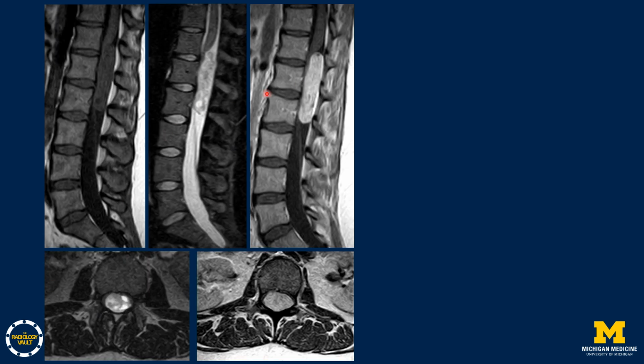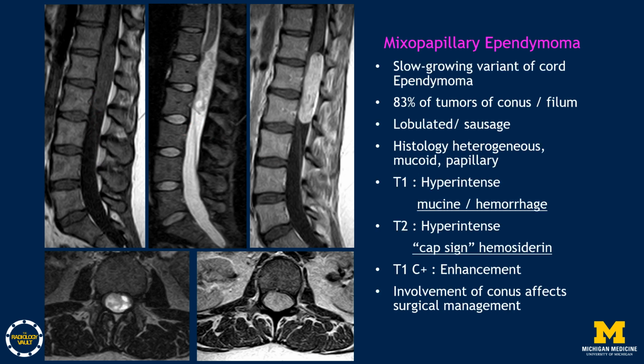Here we have a sausage-shaped mass that demonstrates avid enhancement and heterogeneous signal intensity both on T1 and T2 weighted sequences. This is a case of myxopapillary ependymoma, which is a slow-growing variant of spinal cord ependymomas. They are located in the conus and account for 83% of tumors in this anatomic region. It's very important when it comes to myxopapillary ependymomas to evaluate for involvement of the conus, as it can significantly affect surgical planning and management.